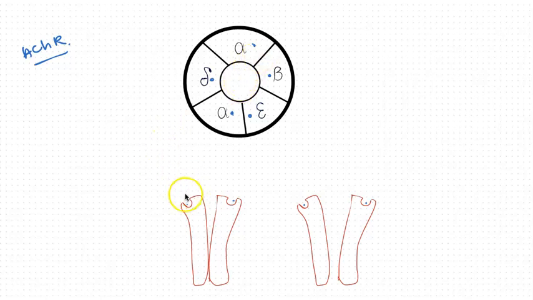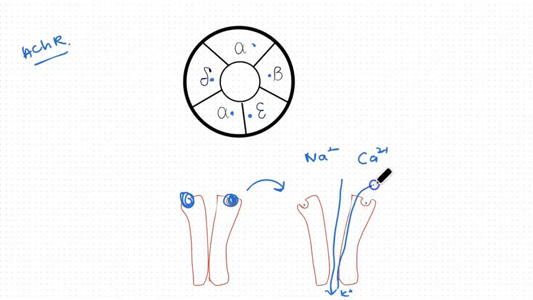So it requires 2 acetylcholine molecules to attach to its binding sites for it to change its conformation so that it allows ions to flow through. So what ions flow in and out? It follows the concentration gradient. So sodium and calcium will flow into the cell, and potassium will flow out of the cell.